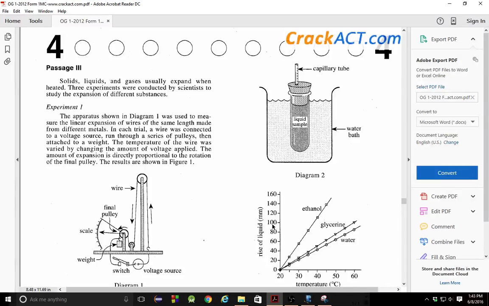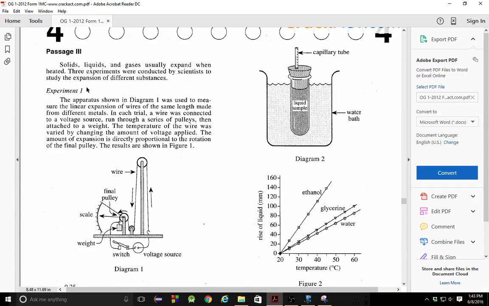So today we're going to do passage 3 of the ACT Science 2012 Form 1 MC. Solids, liquids, and gases usually expand when heated. 3 experiments were conducted by scientists to study the expansion of different substances.